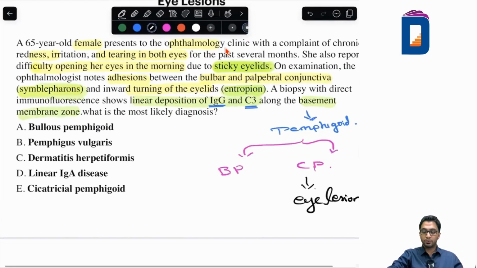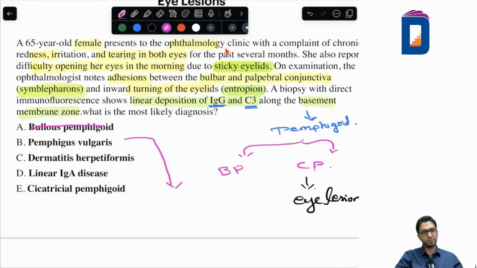Now, you have clearly identified it, so you can clearly eliminate this part. It is not bullous pemphigoid. Now, you ask me, what about pemphigus vulgaris? Doesn't it have eye lesions? Definitely, it has some eye lesions, which is different, and which doesn't have symblepharons and entropion. Okay, so that's one thing.